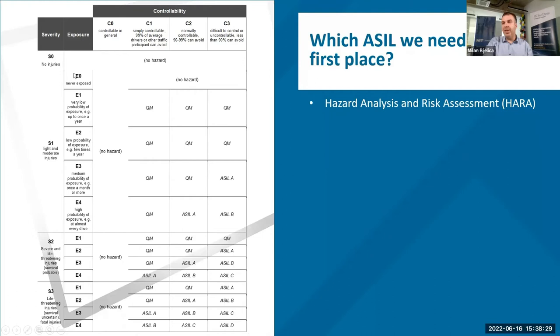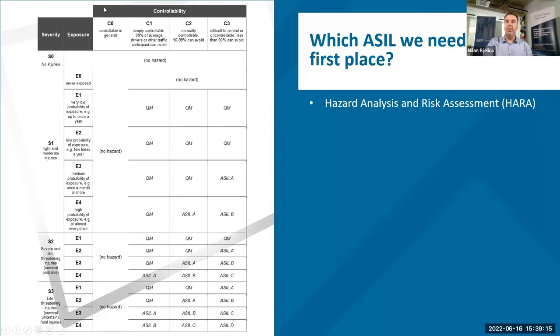And the controllability is, of course, assuming that we have a driver. If driverless vehicles are in question, then it's always C3, difficult to control or uncontrollable. It means that if we're exposed to a situation, we might make an evasive maneuver that will help us save our lives. If less than 90% of drivers can avoid the situation, then it's C3, the worst controllability. If 90 to 99% can avoid it, it's C2. C1 is 99% of average drivers, like most of the drivers can avoid it. And C0 is avoidable by default, so basically everyone can avoid it.